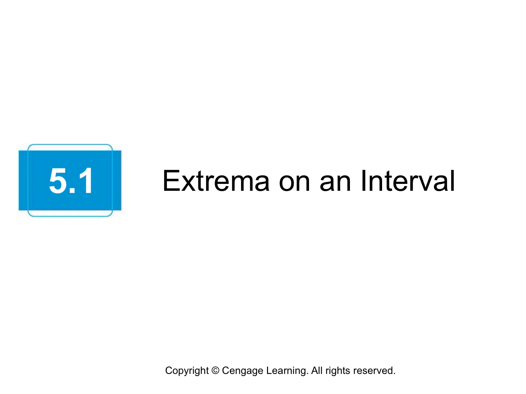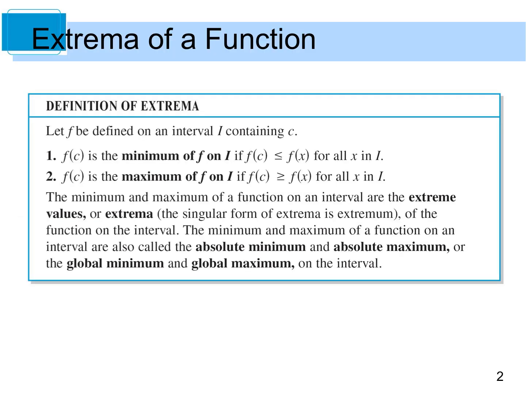So 5.1, extrema on an interval. These are maximum and minimum values. Here we have the definition of extrema. That's just our maximum and minimums. At first, we're going to talk about the absolute max and the absolute min of our graph or of our function. That is the highest point and the lowest point of our graph or of our function.